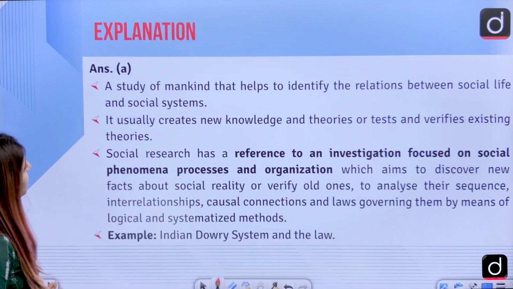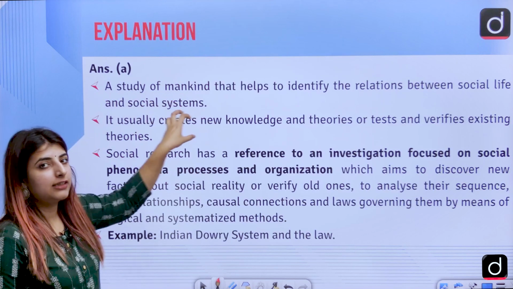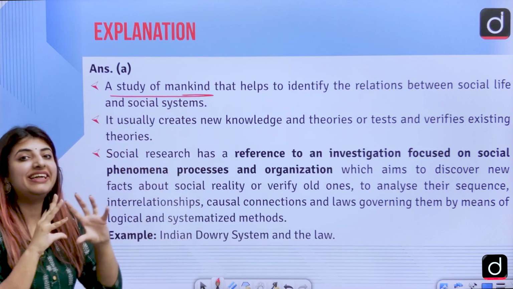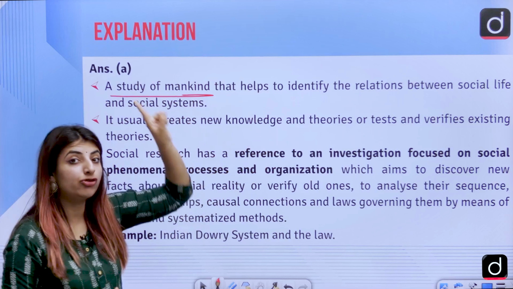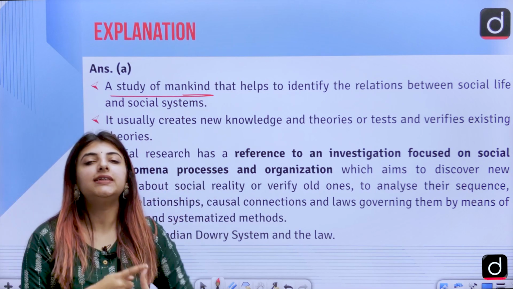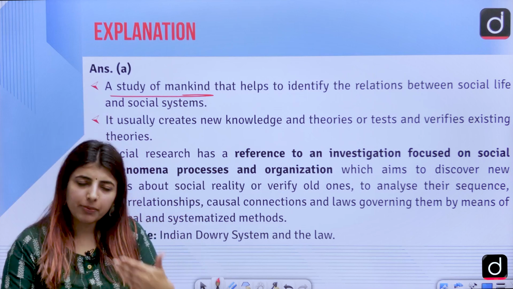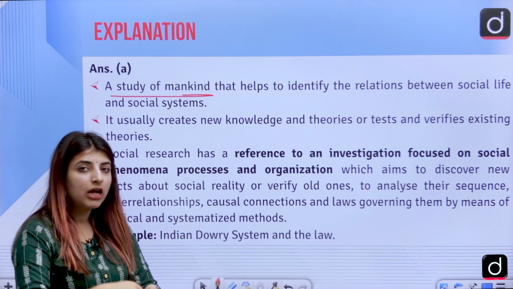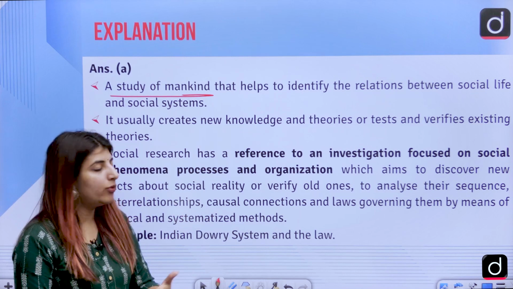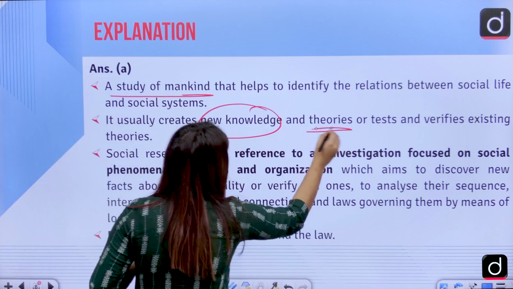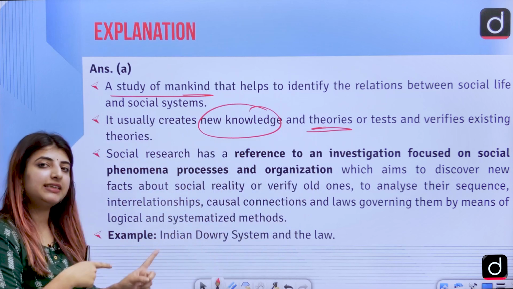Now let's first see what social research is. It is a study of mankind that helps to identify the relations between social life and social systems, like how social life is being conducted. I will give you an example, because we have an example written down here as well. Through that example, I'll try to explain how it usually creates new knowledge and theories or tests and verifies existing theories.